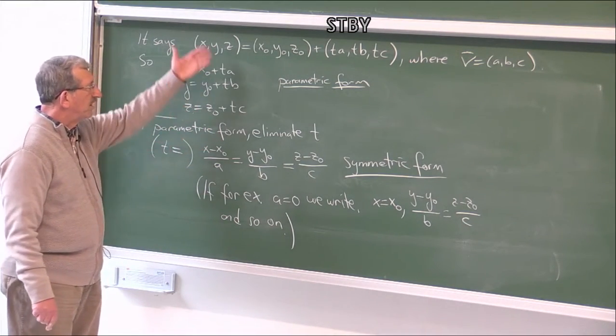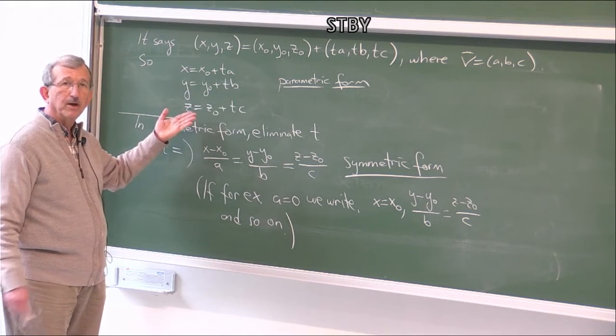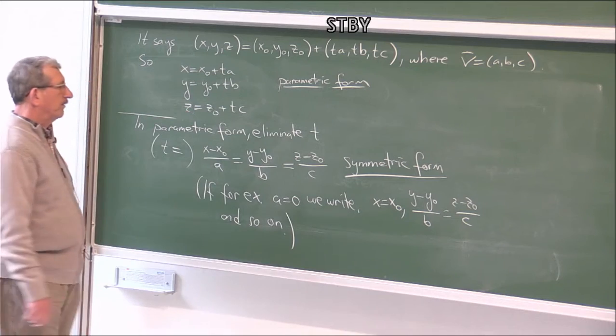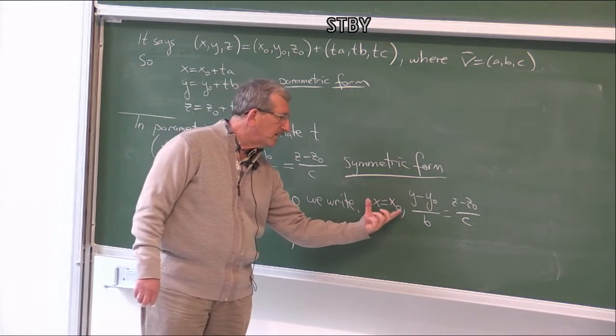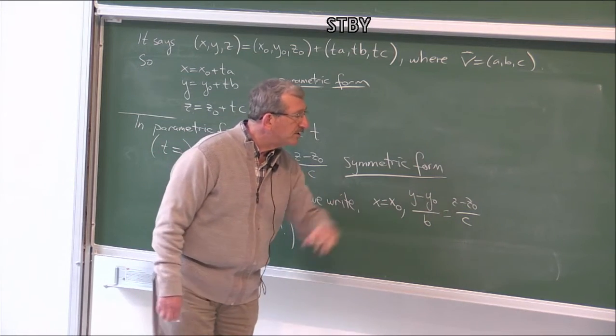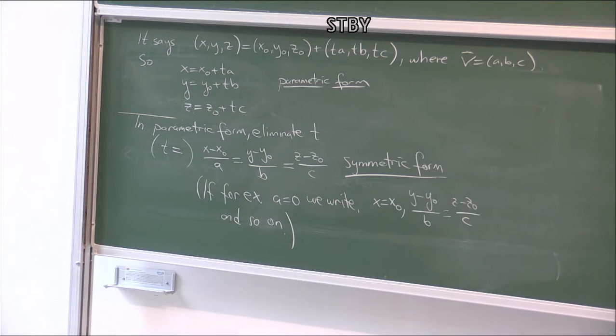Clearly, if A, B, C are all 0, you don't have a line, you have a single point. So it is meaningless. So if one of them is 0, we write the equation like this, and the others are written that way. This is the symmetric formulation.